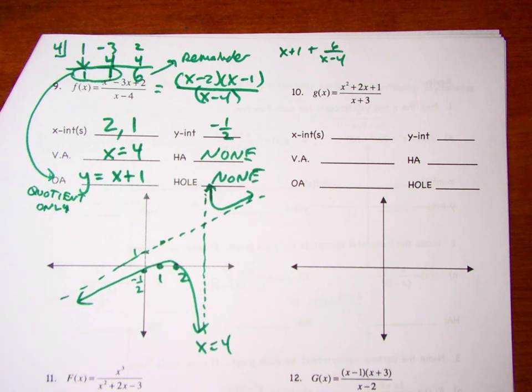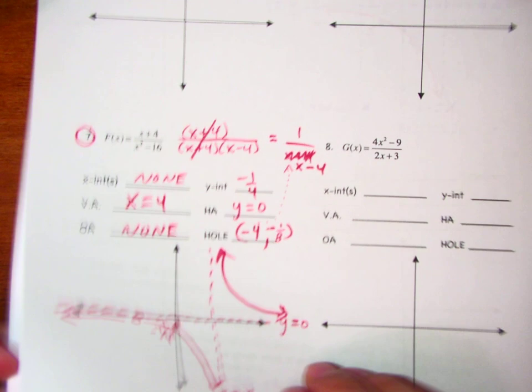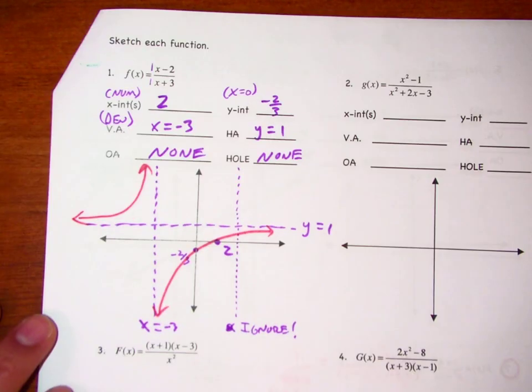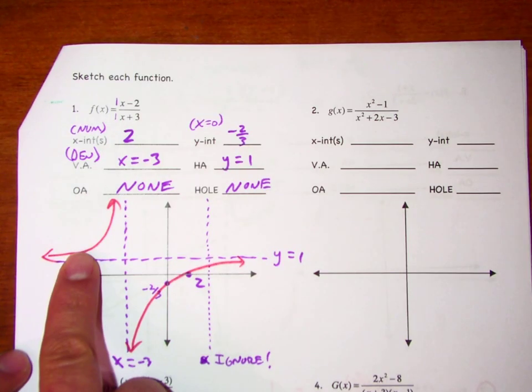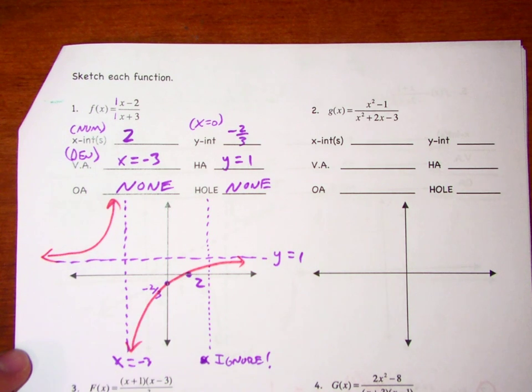Okay. So there's an example with an oblique asymptote. We did one with a hole, which was right there. We did one with just a plain one. Now let me go ahead.